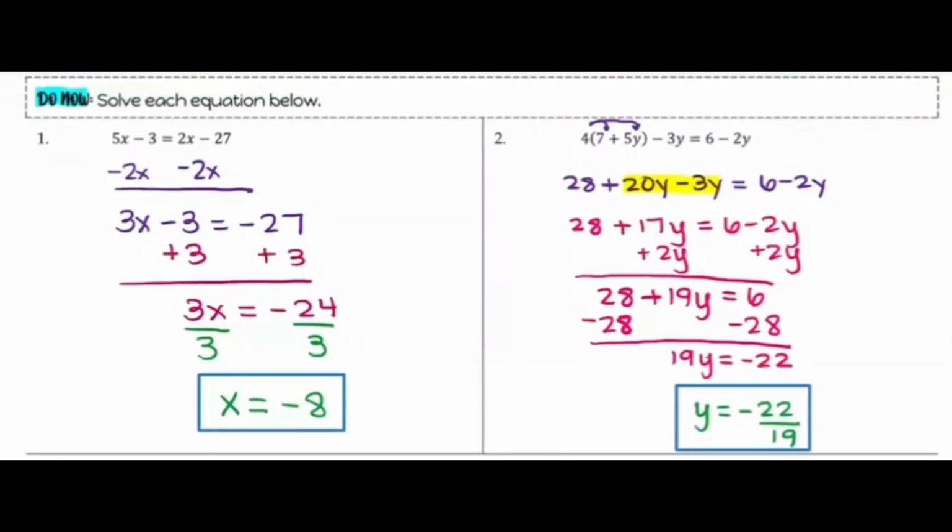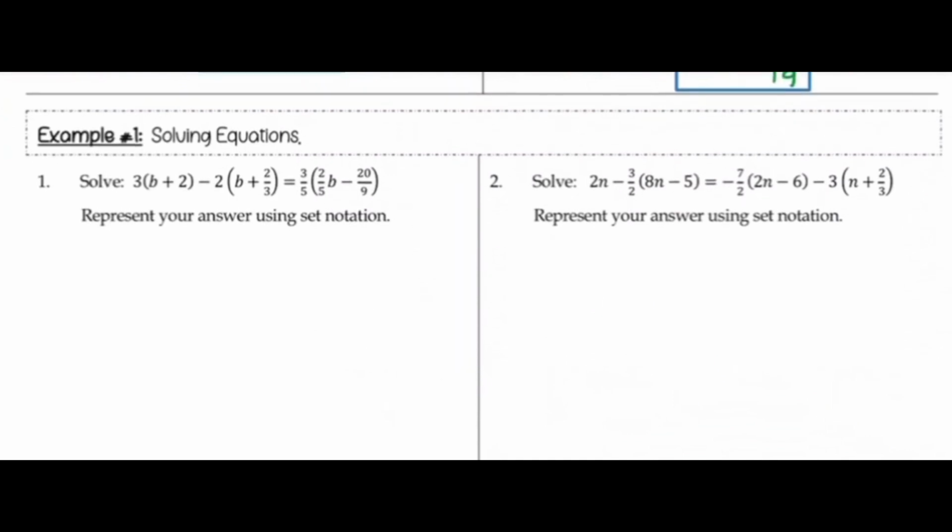All right, so for question number one, you should get a result of x is equal to -8. And for number two, after distributing and combining like terms, we should get an answer of y equals -22/19. So let's take a look at our example.